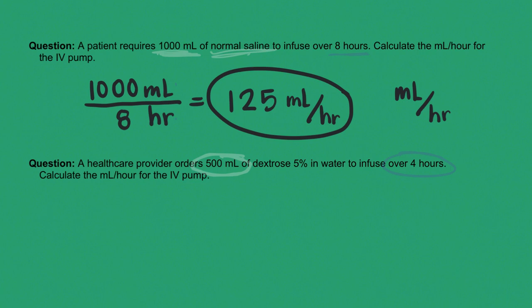So let's set up our equation then. We have volume over time. The total volume that we're going to give is 500 milliliters, and we're going to give that over a total time of 4 hours. 500 divided by 4, and we get 125 milliliters per hour.